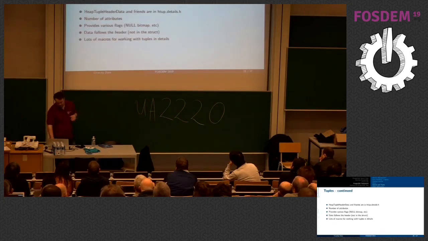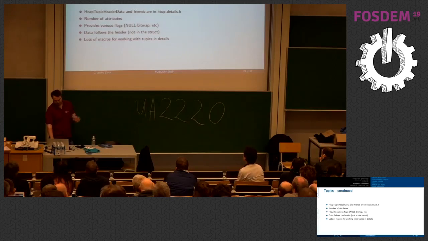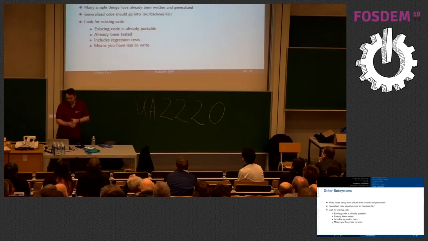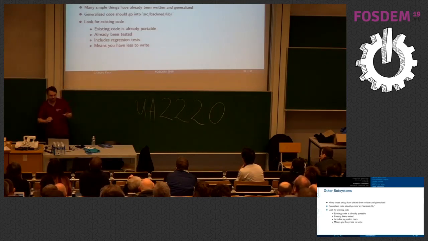All right. I'm running a bit low on time here, so I'm just going to skip through this. This is how a tuple itself is actually defined. It has a number of attributes, some flags, and then the data follows the header. We have a number of other subsystems, so I'm just going to hit on these, but realize that when you're hacking on Postgres, don't go implement another one of these. We have enough of them.